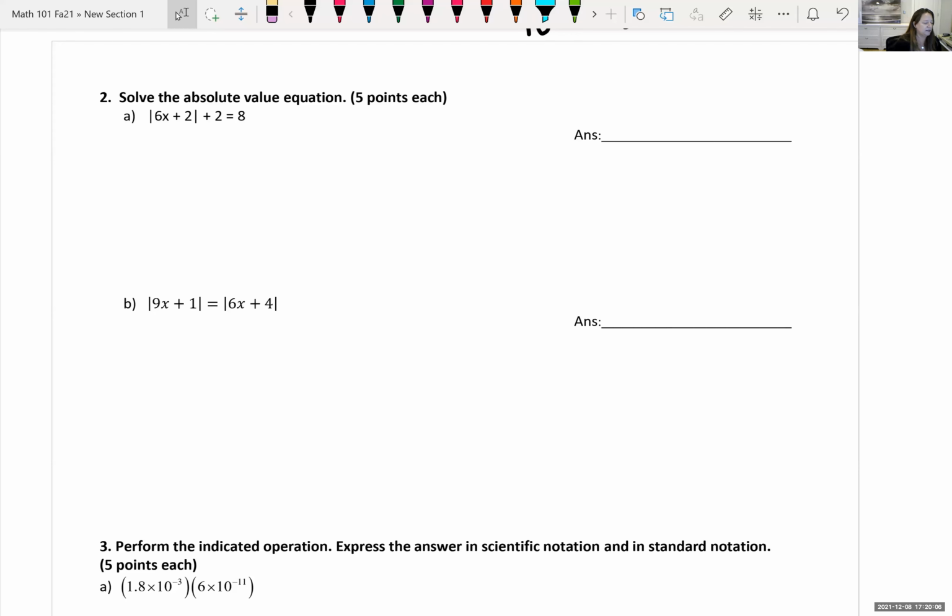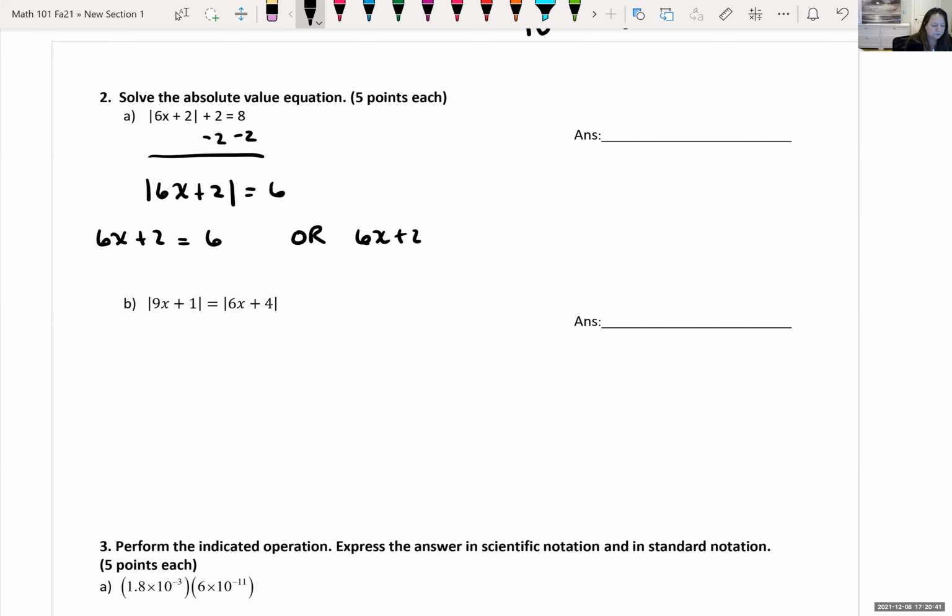Okay, so you had a chance to look at these absolute value equations and solve them. And so the first one, we have the absolute value of 6x plus 2, and then outside the absolute value have another plus 2, and this is equal to 8. First thing you want to do is isolate your absolute value so we can subtract 2 on both sides. So we have the absolute value of 6x plus 2 is equal to 6. So once you've isolated that absolute value, you're setting what's inside the absolute value equal to the other side, or what's inside the absolute value can equal the negative of the other side.